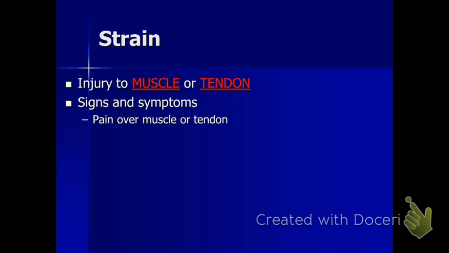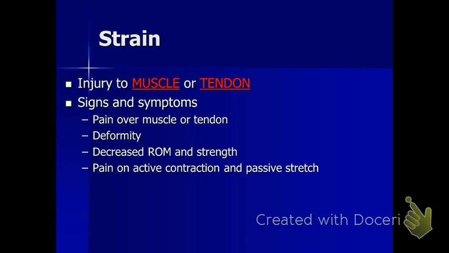What are the signs and symptoms of a strain? There are multiple signs and symptoms that may or may not be present. Some of the most common ones would be pain over the injured muscle and or tendon. We could have deformity, open injury, tenderness, and or swelling. We could have decreased range of motion at that joint, or decreased strength in the direction of movement if a muscle is injured. We definitely would get some pain with what we would call active contraction and passive stretch. And then edema is just a medical way to say swelling.